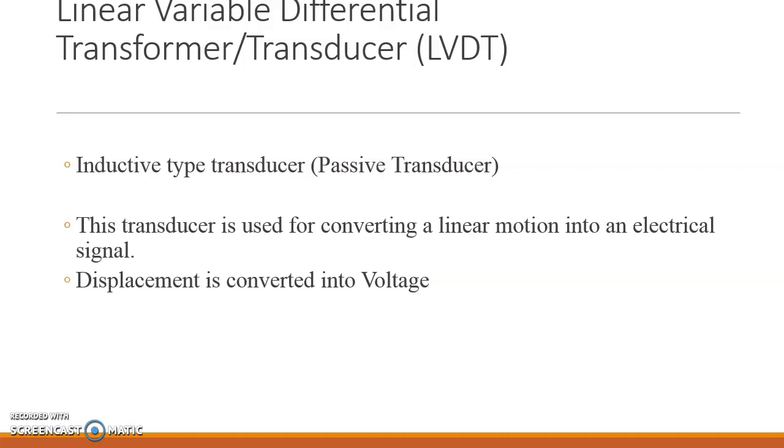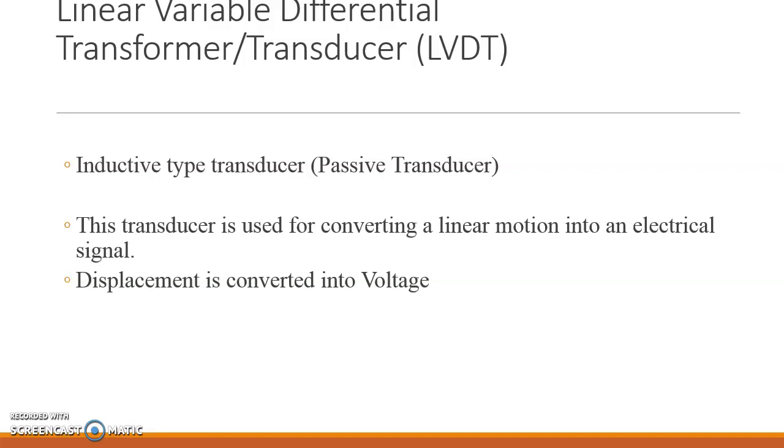LVDT is also called a passive type of transducer. They need an external source for their conversion. For converting our physical quantity into the electrical quantity, they need some external source.